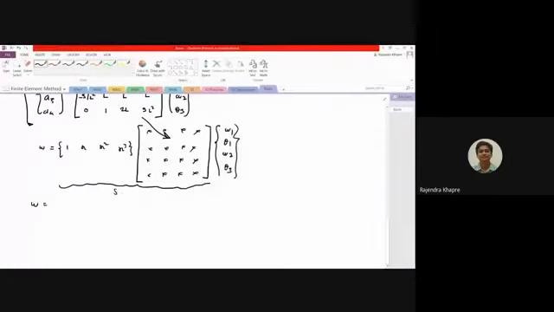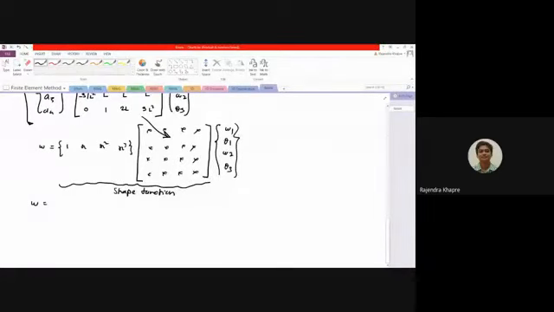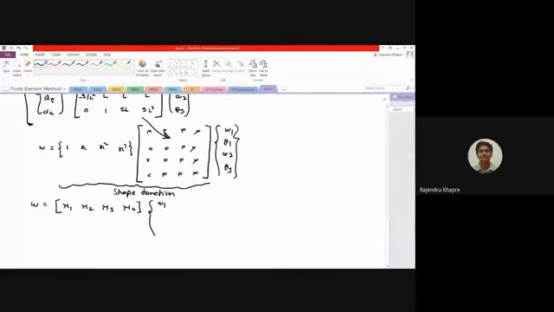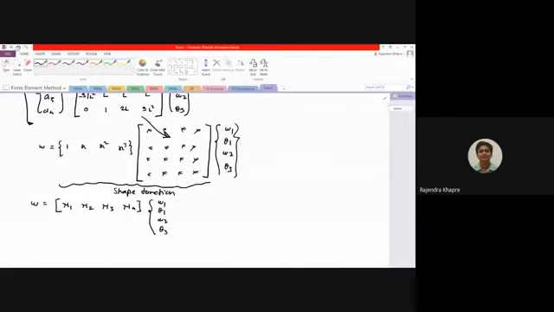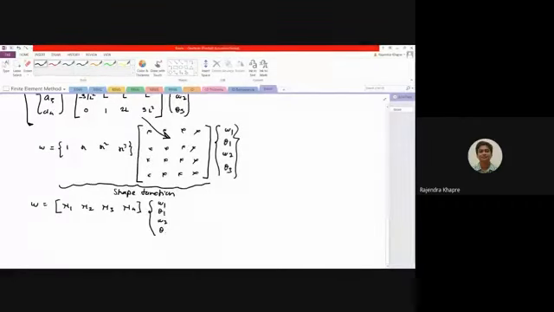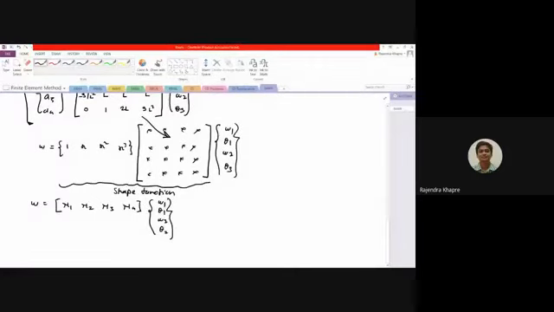Okay, so this is called shape functions. This w can now be replaced by something like N1, N2, N3 and N4, multiplied by w1, theta 1, w2 and theta 2, not theta 3, theta 2, right? So this is nothing but the shape function.